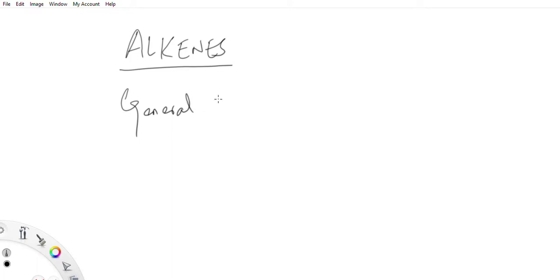Today we will talk about alkenes. Alkenes are the organic compounds which contain a double bond between the carbon atoms. They are also called unsaturated hydrocarbons. Their general formula is CnH2n.